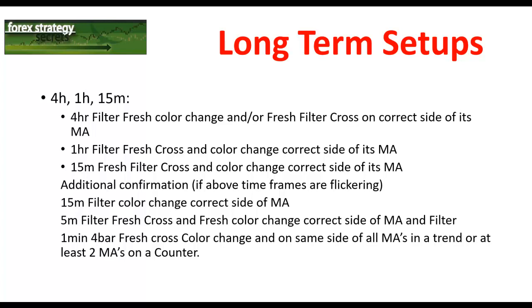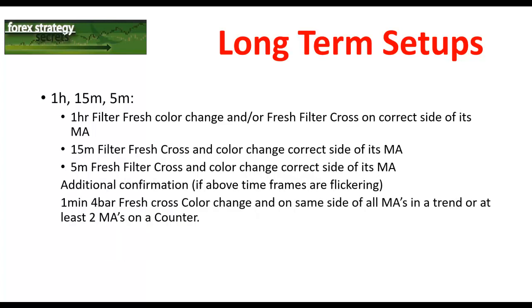Drop down to the 5 minute. Check for a fresh filter cross and a color change that's fresh as well. You want that price to be on the correct side of the moving average and the filter. That is critical. The 1 minute needs to be a 4 bar, and it needs to be a fresh cross color change, and needs to be on the same side of all 3 moving averages if it's going to be a trend signal, or at least 2 moving averages if it's counter trending.